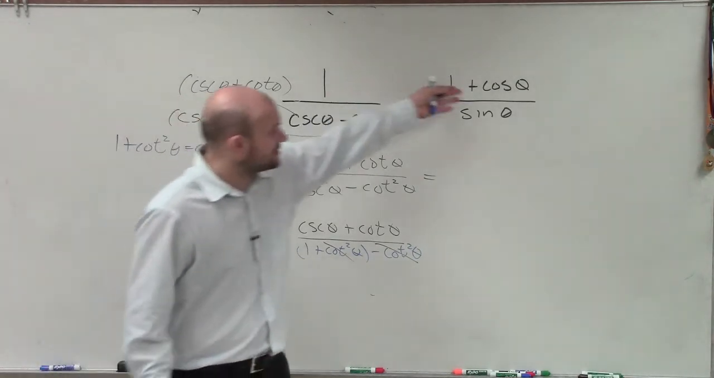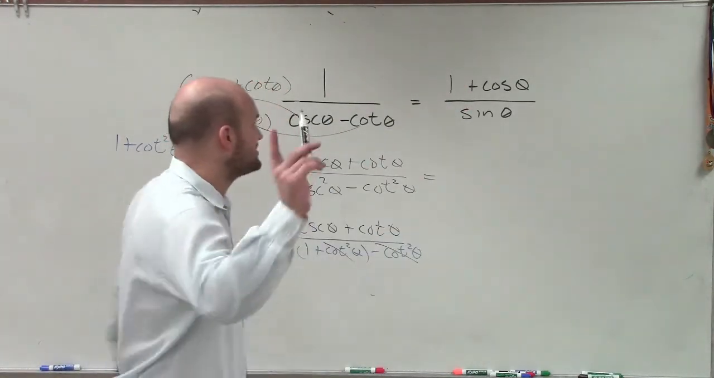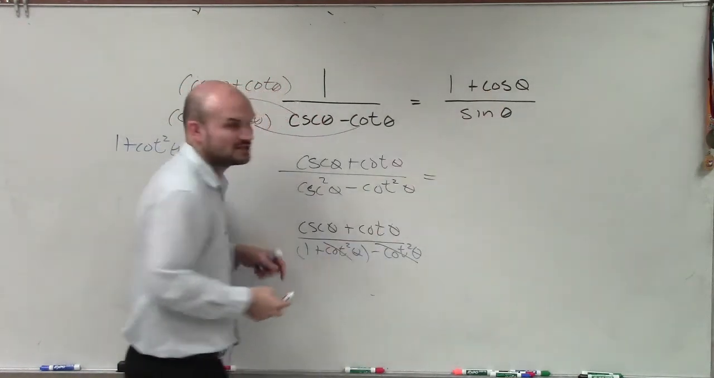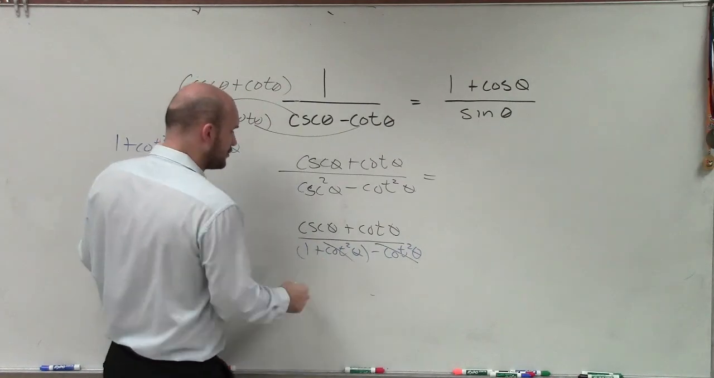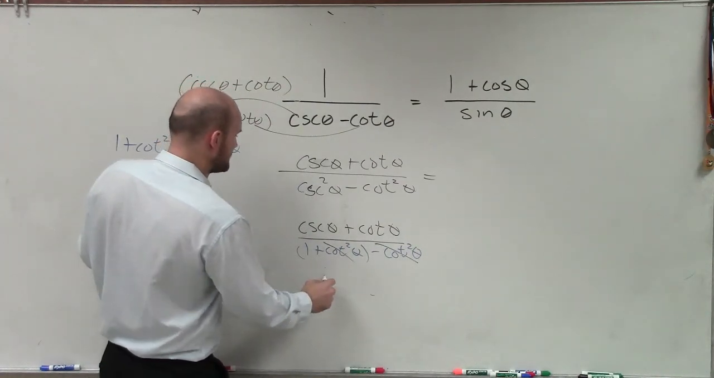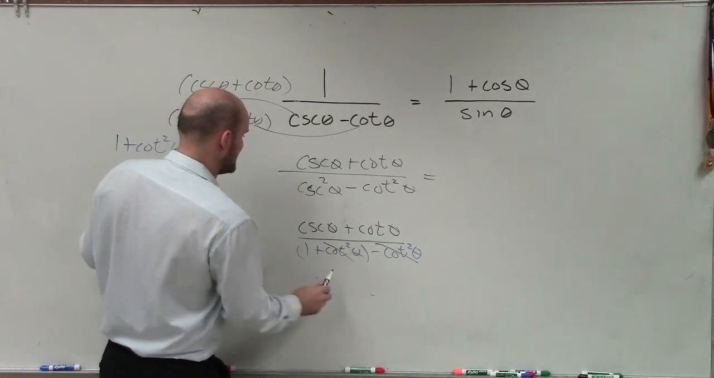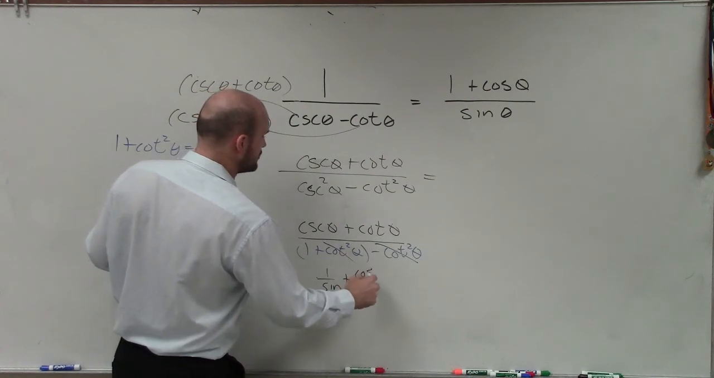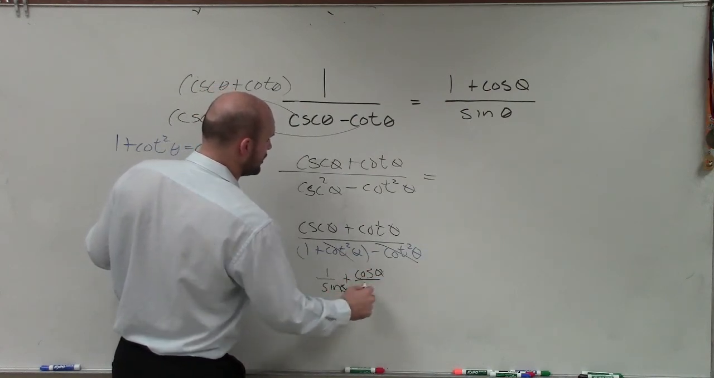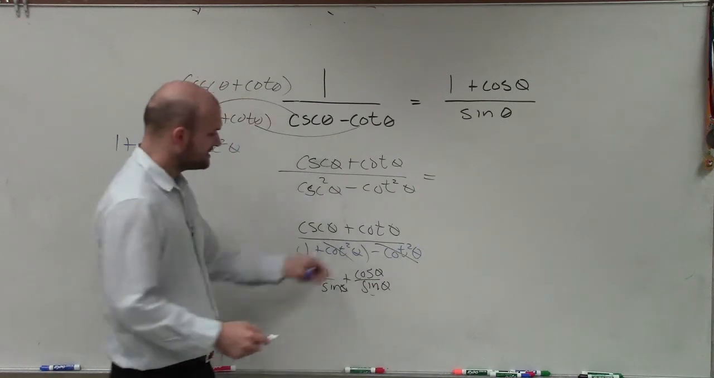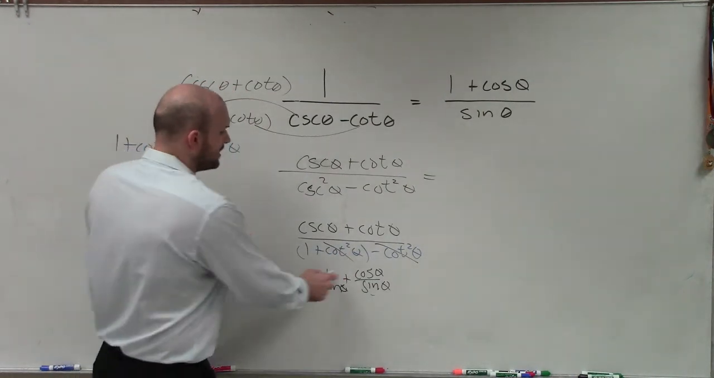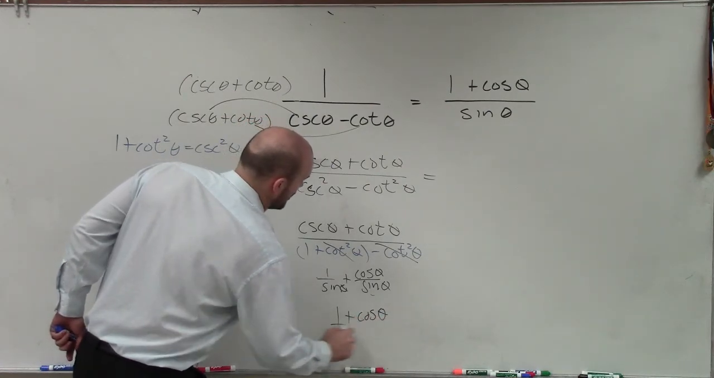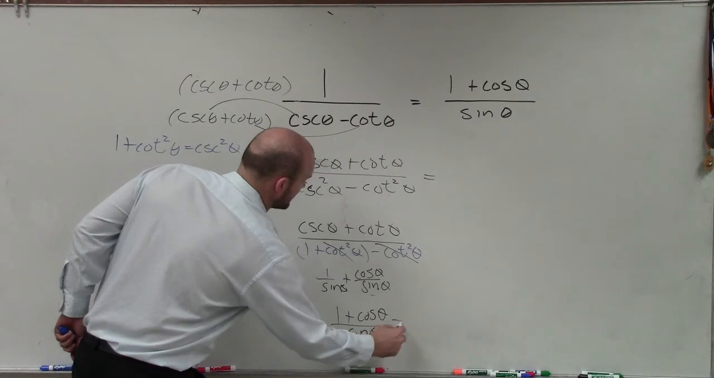But now that still doesn't look like this, and now it's not even rational anymore. But what's nice about this is you notice here's cosecant of theta, cotangent of theta. This is in terms of cosine and sine. So therefore, I'll go ahead and rewrite this in terms of cosine and sine. So cosecant is 1 over sine of theta plus cotangent is cosine of theta over sine of theta. Now, since these have the same denominator, I can combine them, and therefore I'll just leave 1 plus cosine of theta all over sine of theta.